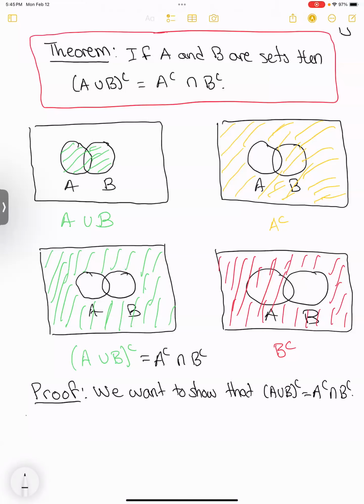Okay. First, we will show that A union B complement is a subset of A complement intersect B complement.